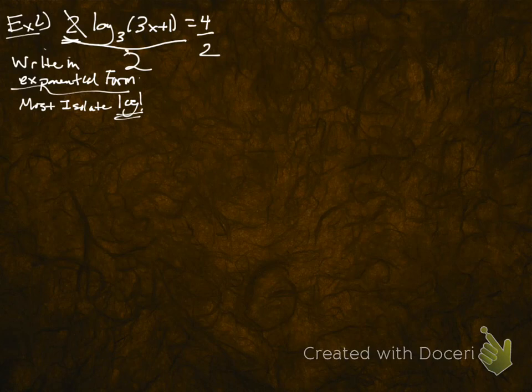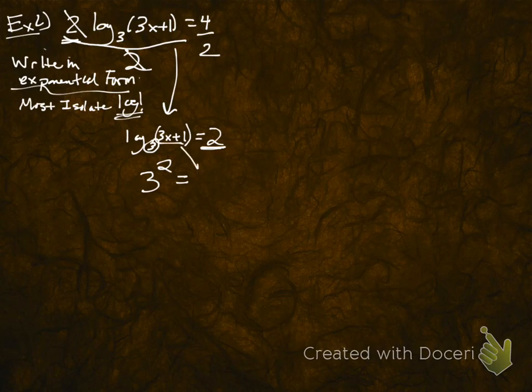So if I do that, these 2's will cancel, and on the left side we'll just have the log base 3 of 3x plus 1. Let's make sure to put that in parentheses so we know that 3x plus 1 is what we're taking the log of. If you divide 4 by 2, we just get 2. Now, we have the log absolutely isolated. If we write this in exponential form, you have to remember the base of the log is the base of the exponent, and what the log is equal to is the exponent for that base. So I'm going to write 3 squared equals what's inside the log, 3x plus 1.